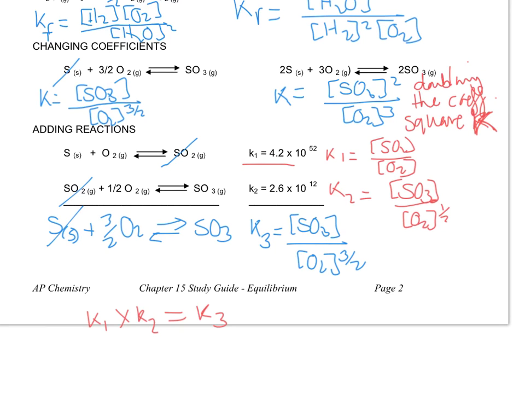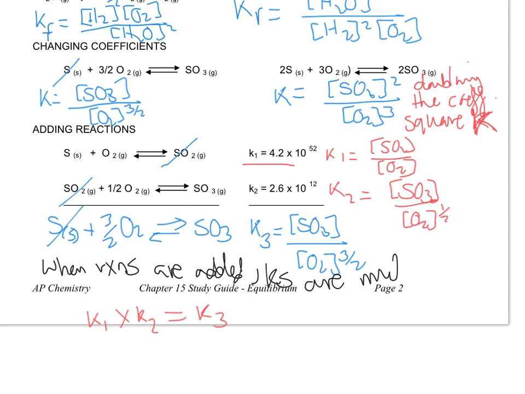Let's write that down. When reactions are added, K's are multiplied. So if you wanted the actual value for K3, you would say K3 is equal to, like we said, K1 times K2. So then K3 would be equal to those two numbers multiplied by each other.